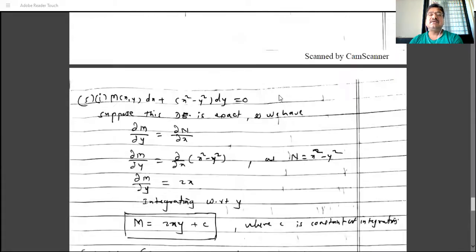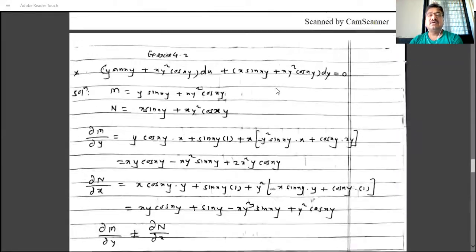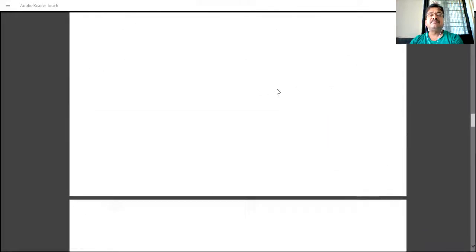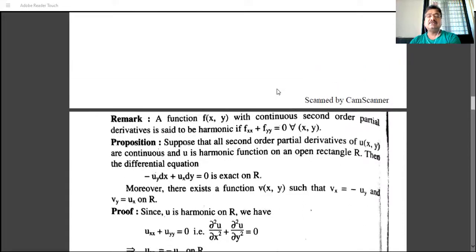So these are the problems of that type. Solve these problems, and also these problems in exercise number 2.